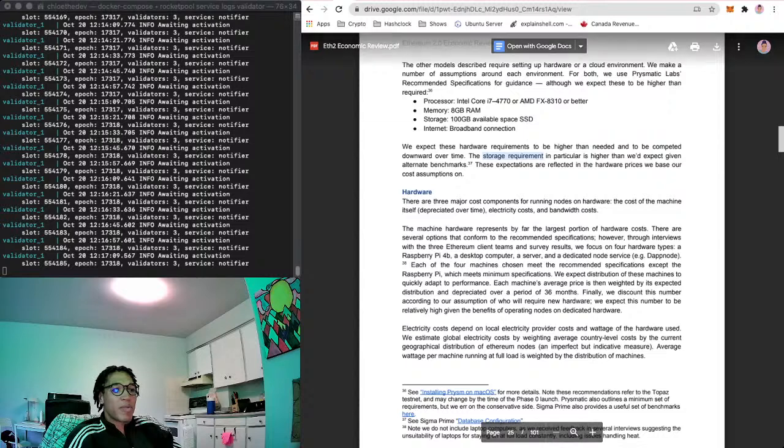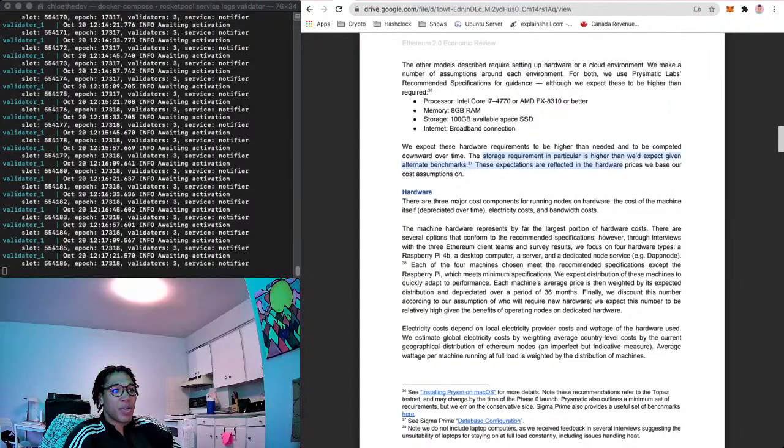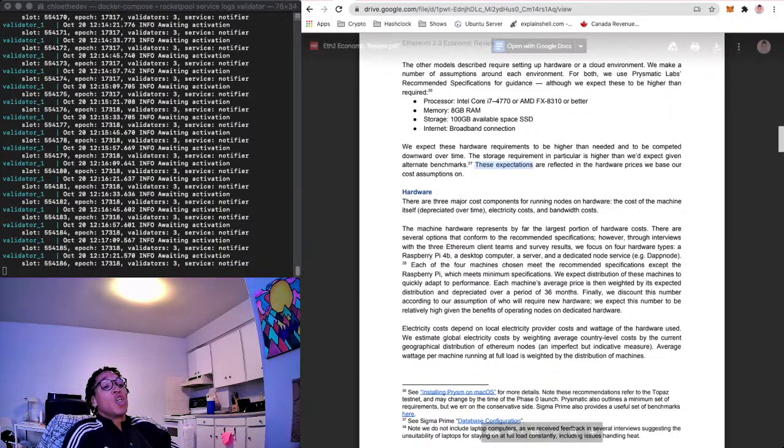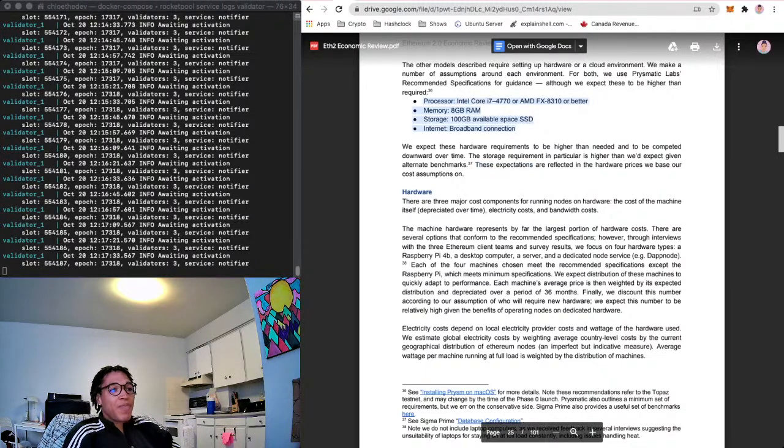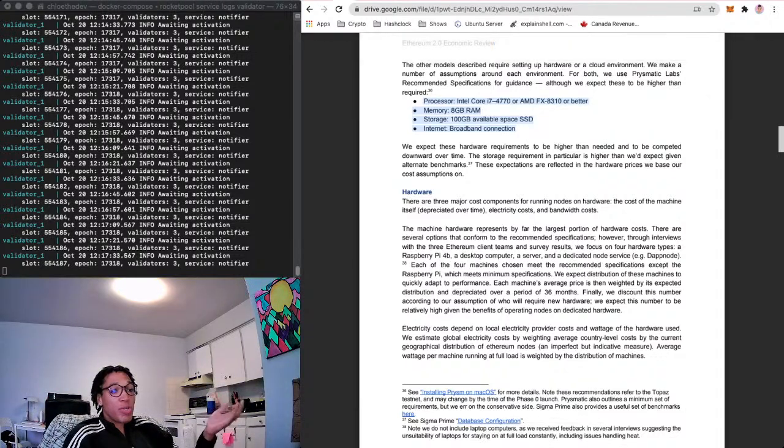The storage requirement in particular is higher than we'd expect given alternate benchmarks. These expectations are reflected in the hardware prices we based our cost assumptions on. Okay, so they're saying that the cost assumptions that they had were higher, but arguably a Raspberry Pi should be good enough. And this is why, in my opinion, I plan on running it on a Raspberry Pi, because why use such a powerful device like a computer when arguably, I think the goal is to make it run on a Raspberry Pi. So let's try our best.